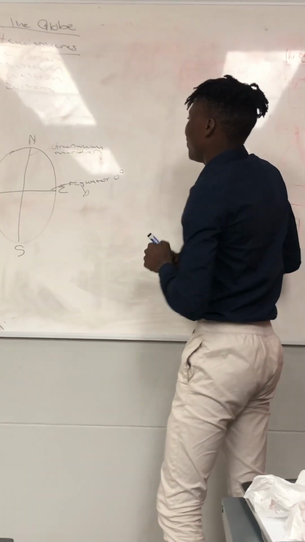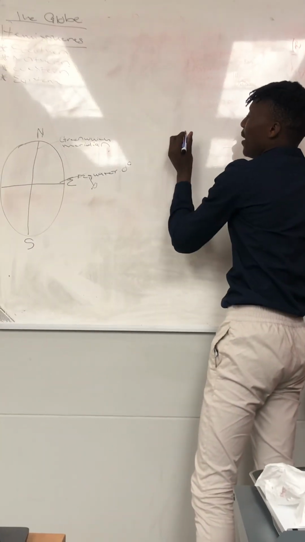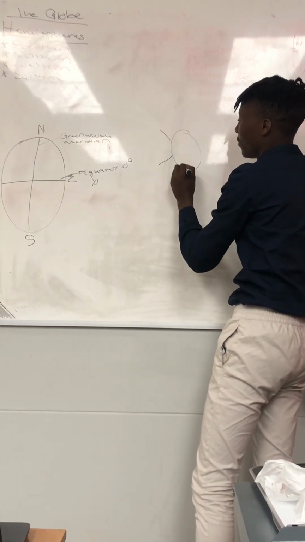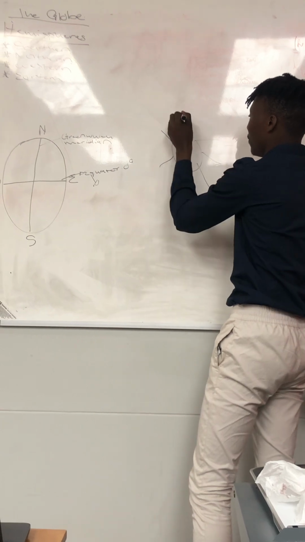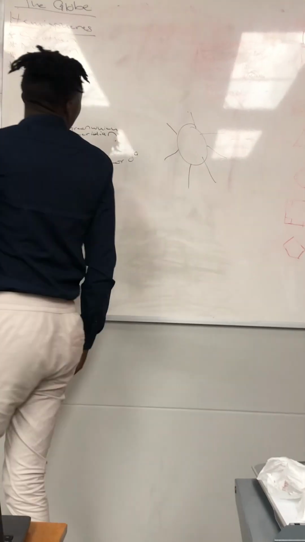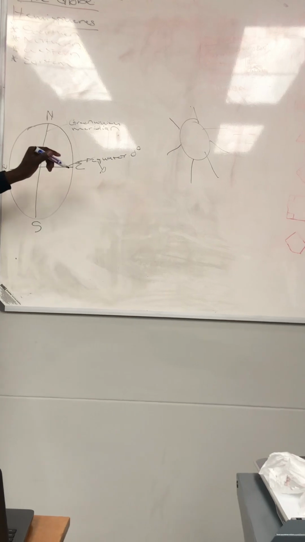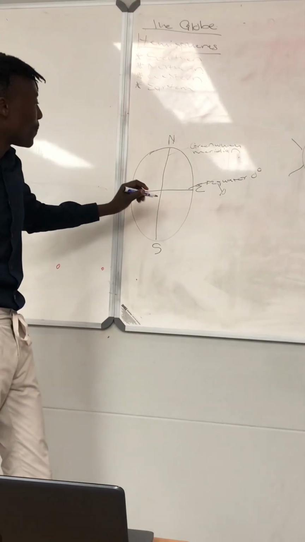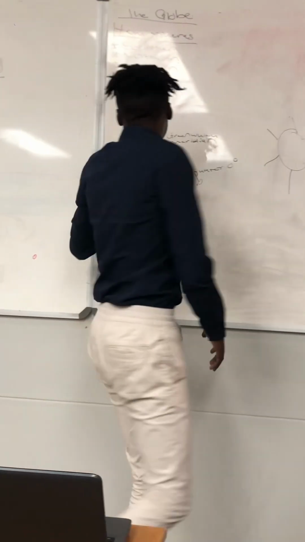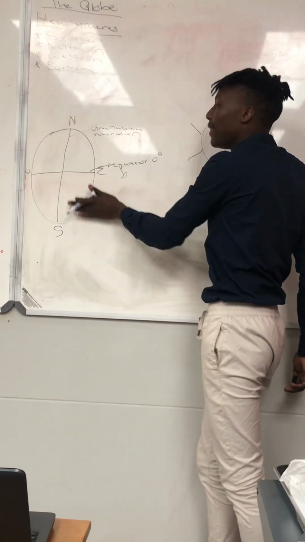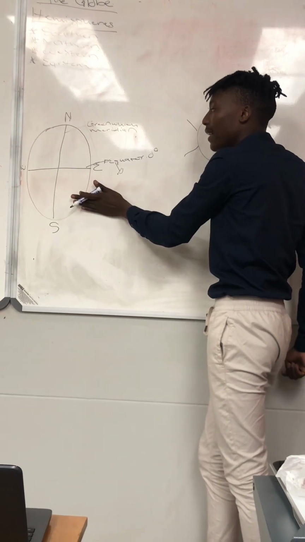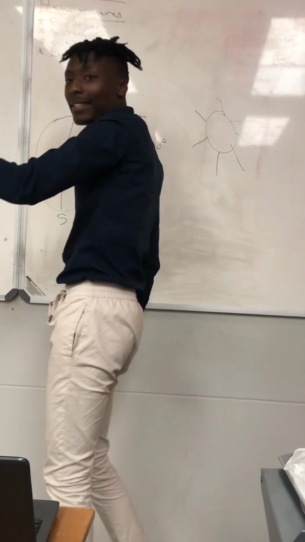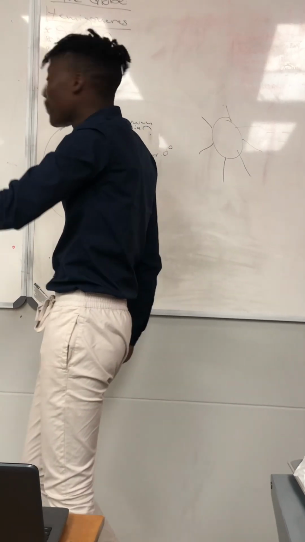So this is our sun. And the Earth rotates anti-clockwise. Do you get me? So if this part, it is a day in the eastern side. The western side experiences what? A night. Do you get me?